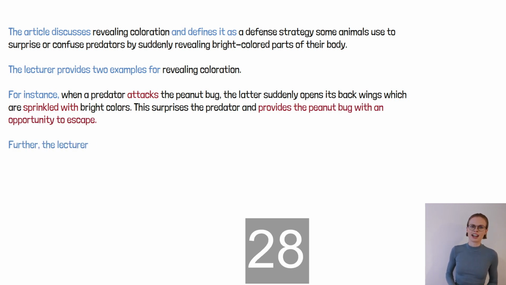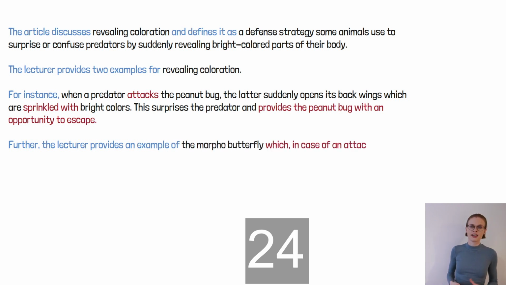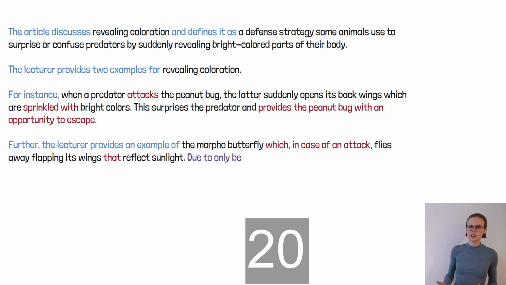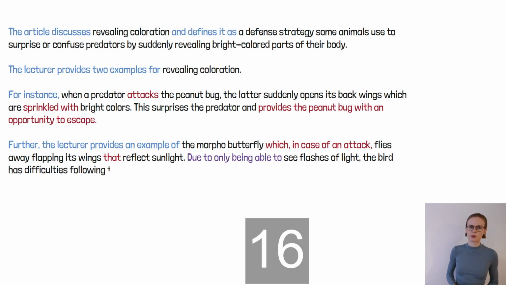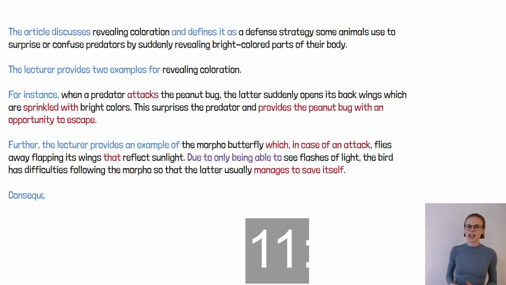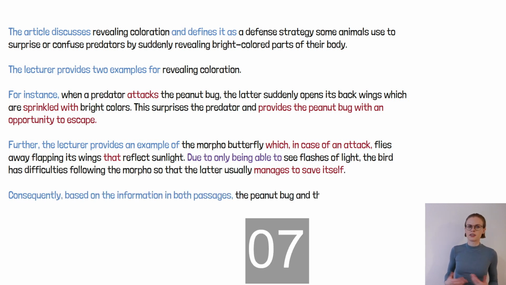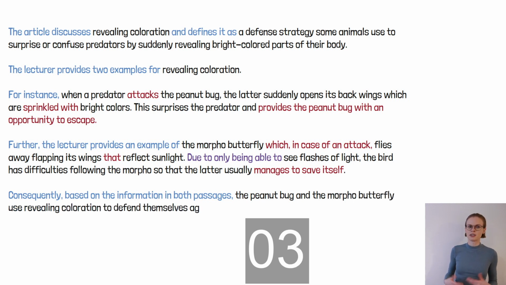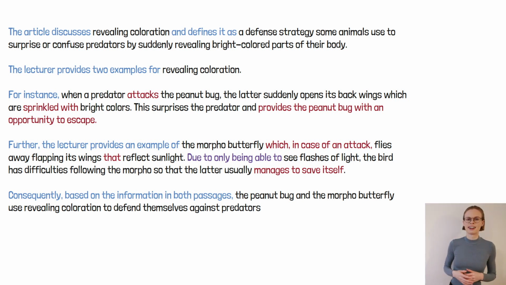Further, the lecturer provides an example of the morpho butterfly, which, in case of an attack, flies away flapping its wings that reflect sunlight. Due to only being able to see flashes of light, the bird has difficulties following the morpho, so that the latter usually manages to save itself. Consequently, based on the information in both passages, the peanut bug and the morpho butterfly use revealing coloration to defend themselves against predators. Now, let's analyze my answer.